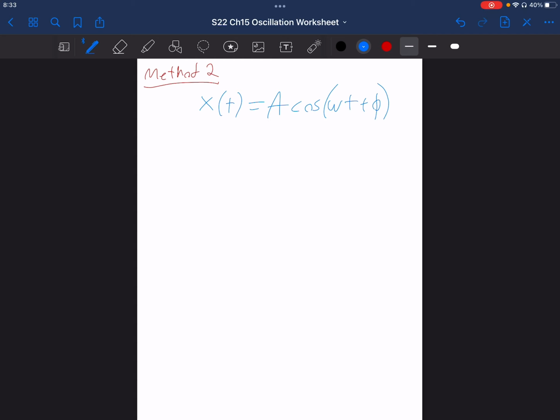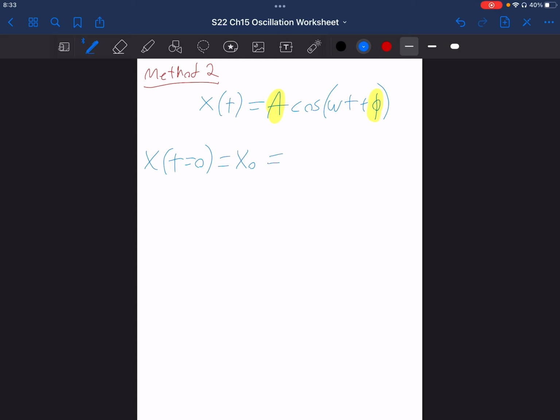Right, and with this method, we're going to try to solve for both a and phi. We're going to say these are both unknowns. How do we solve for these? Well, again, we can use the same trick we used last time, which is at a given moment in time, at time equals 0, we know our position. They told us that in the problem.